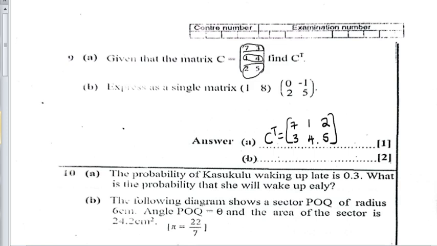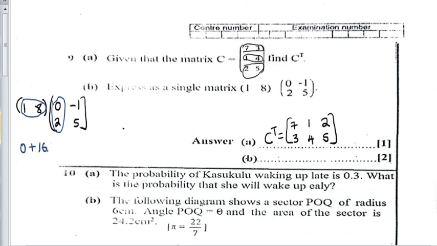Expressed as a single matrix, we have this. So this is matrix multiplication. How do you multiply matrices? We have 1, 8 there, then we also have 0, 2, -1, and 5 there. To multiply matrices, we do row by column. You multiply the row of the first matrix with the column of the second matrix. So 1 multiplied by 0, we get 0, and we say plus 8 multiplied by 2, we get 16.